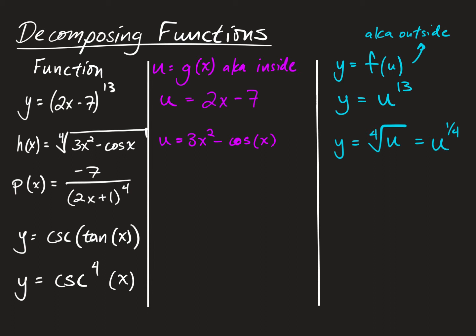And for p of x equals negative 7 all over 2x plus 1, the quantity to the 4th power, you can still pretty easily see that u is inside the set of parentheses, 2x plus 1, and then y will equal negative 7 over u to the fourth.